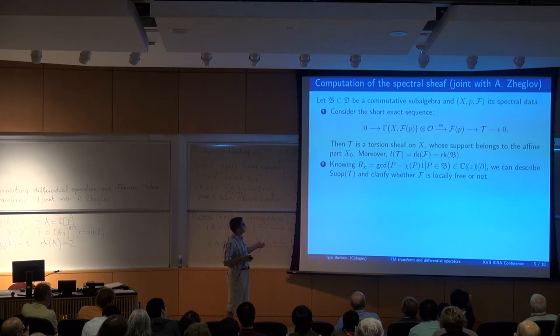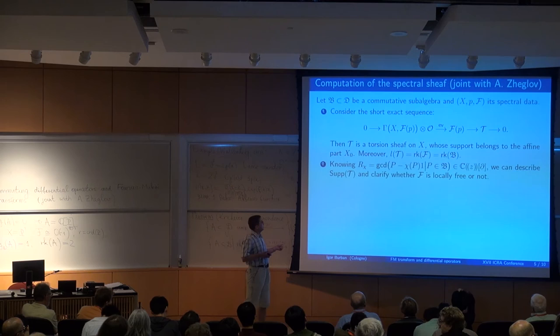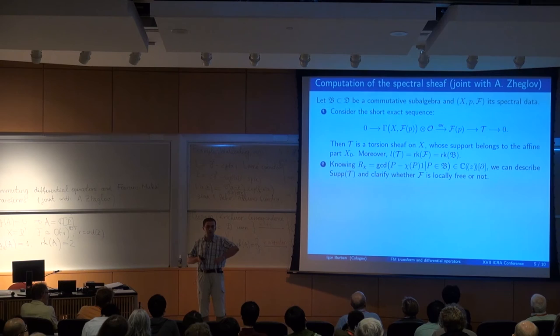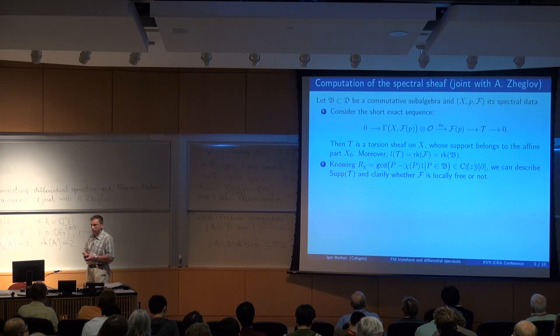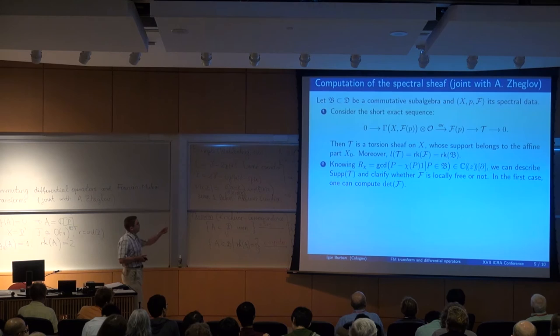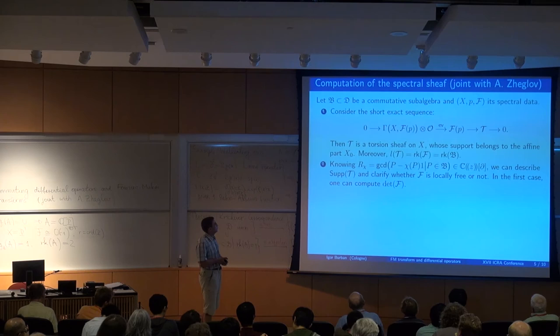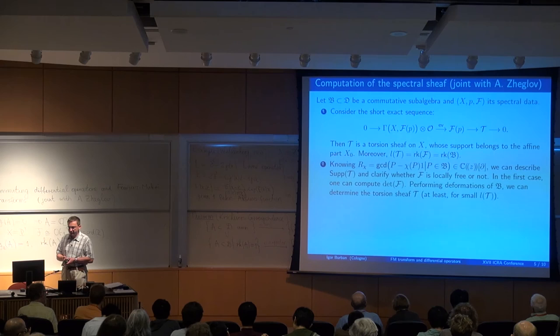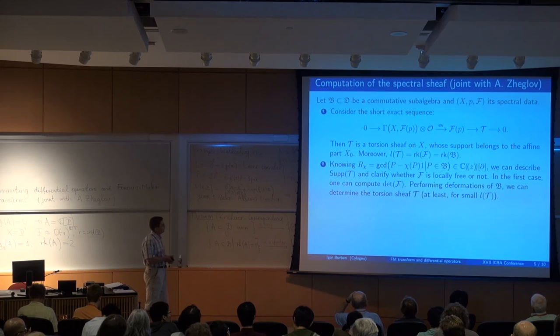And looking at the order, we can say whether F is locally free or not, because F is not locally free when the dimension of the fiber jumps. Moreover, we can describe, looking at the greatest common divisor, the determinant, because we can look at the element in the K group, and then it works. Moreover, and it is the whole point, we can determine the torsion sheaf T, at least when the length is small. And now the key point is coming.